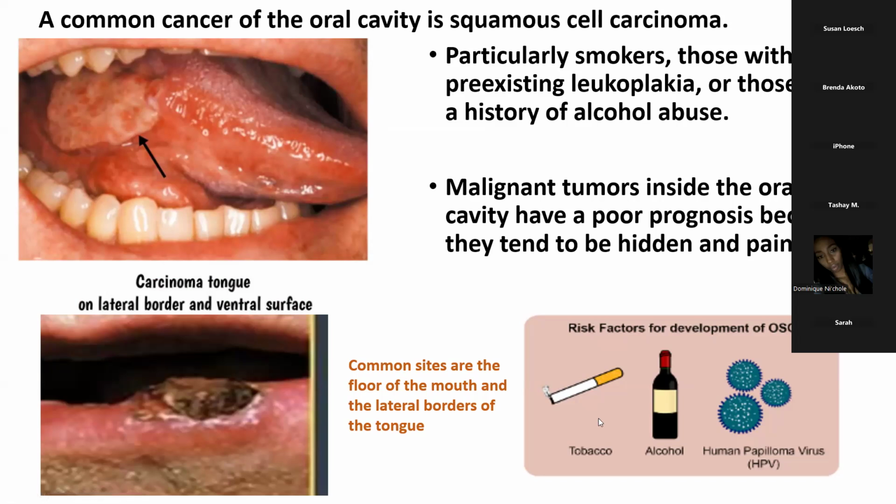These tumors tend to have a poor prognosis because they're hidden. Sometimes we don't even know they exist. And risk factors are things like tobacco, alcohol.